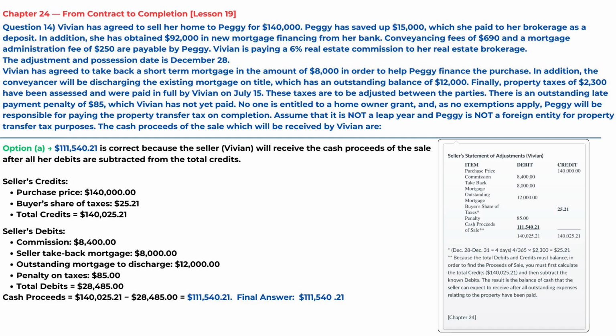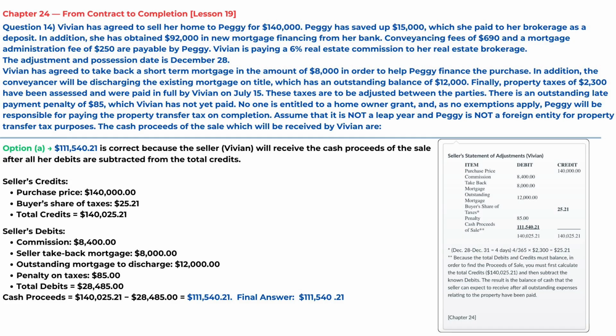Vivian has agreed to take back a short-term mortgage in the amount of $8,000 in order to help Peggy finance the purchase. In addition, the conveyancer will be discharging the existing mortgage on title, which has an outstanding balance of $12,000. Finally, property taxes of $2,300 have been assessed and were paid in full by Vivian on July 15th. These taxes are to be adjusted between the parties. There is an outstanding late payment penalty of $85, which Vivian has not yet paid.